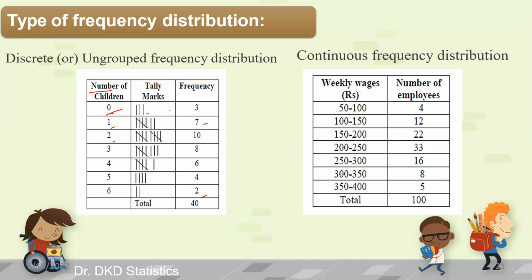This is the ungrouped frequency given, 3, 7, 10. So this is ungrouped, which comes under the discrete frequency distribution. This is the basic concept we need to understand.